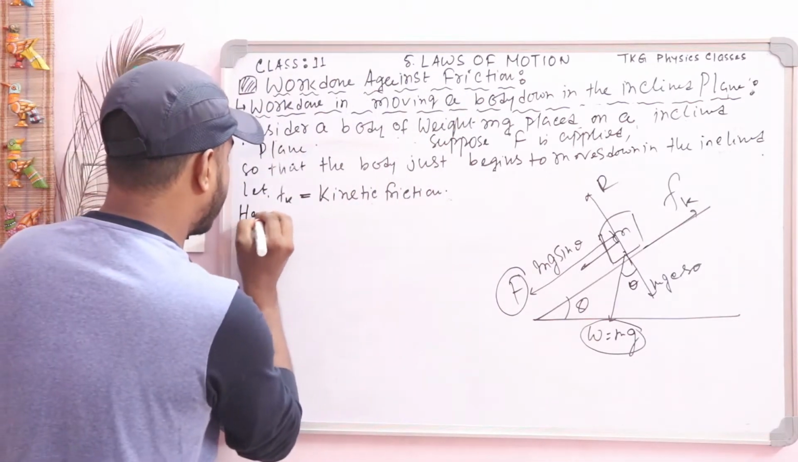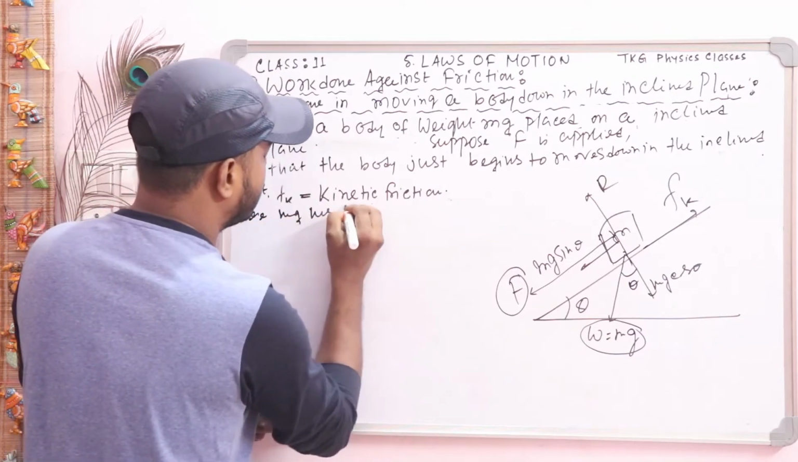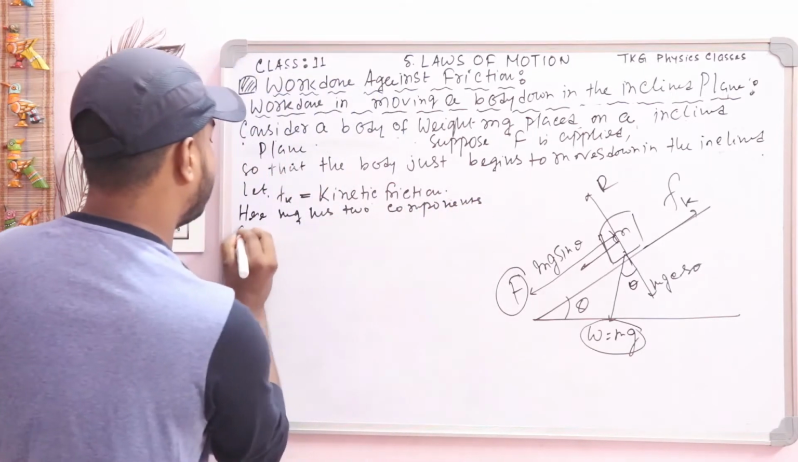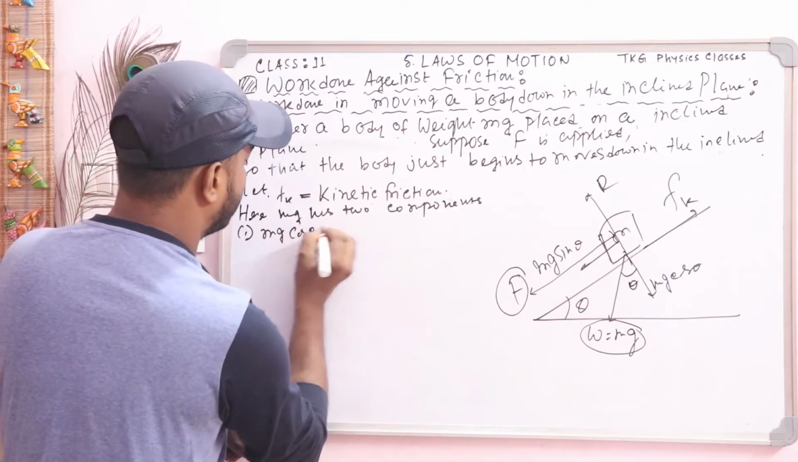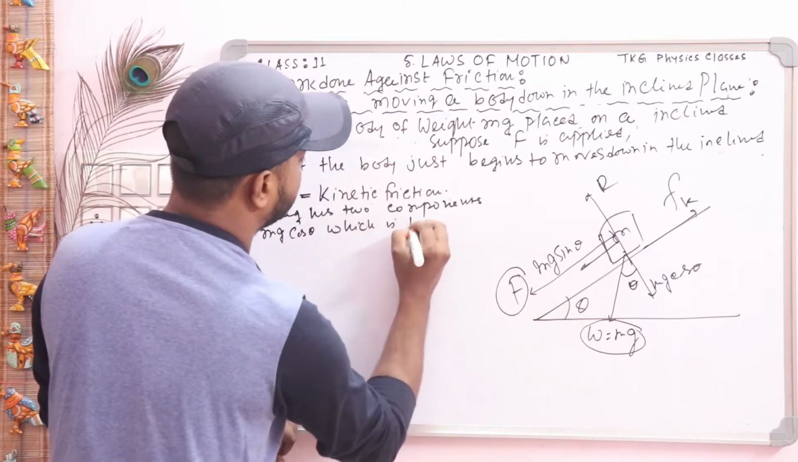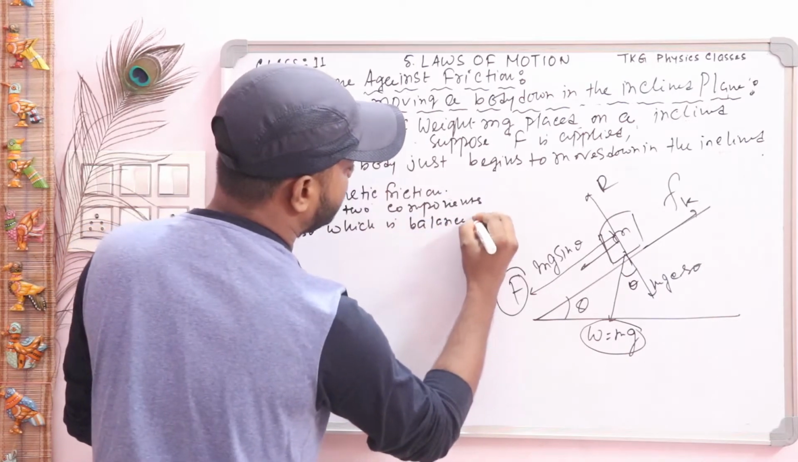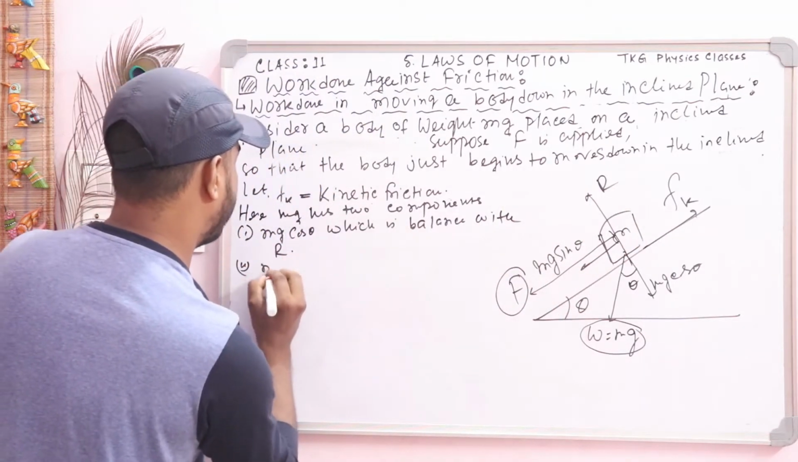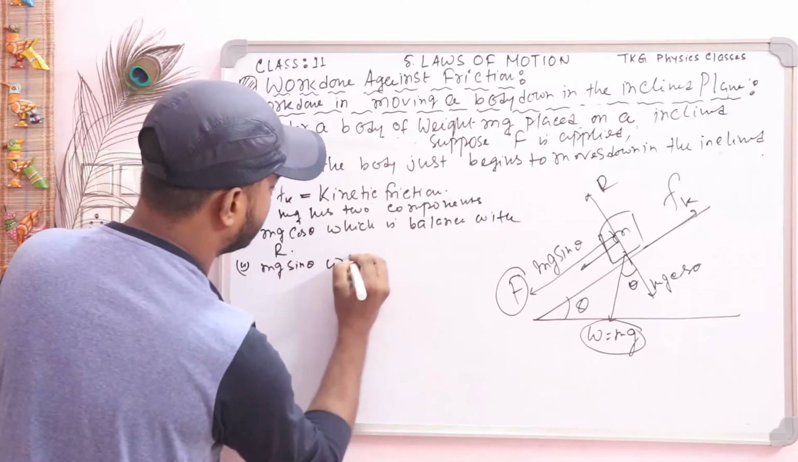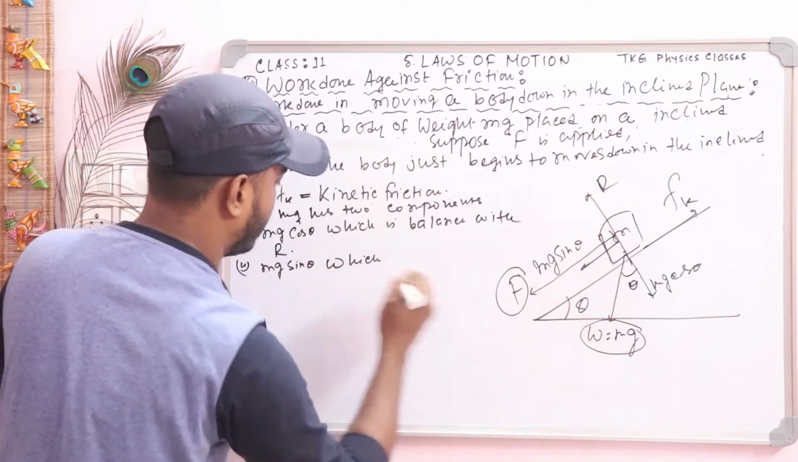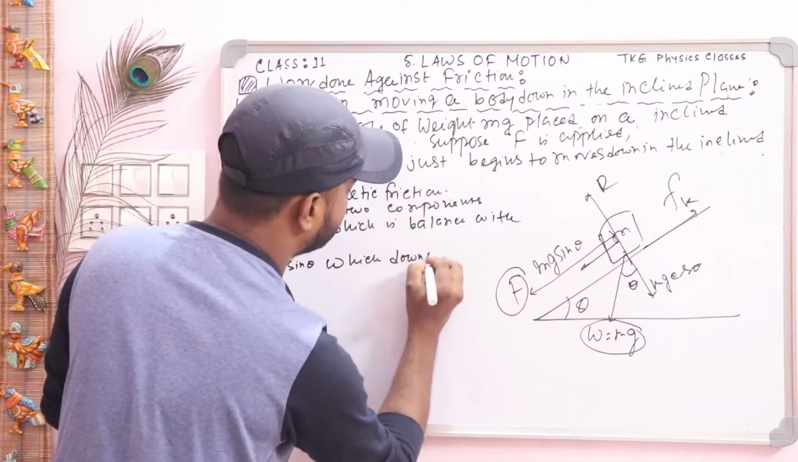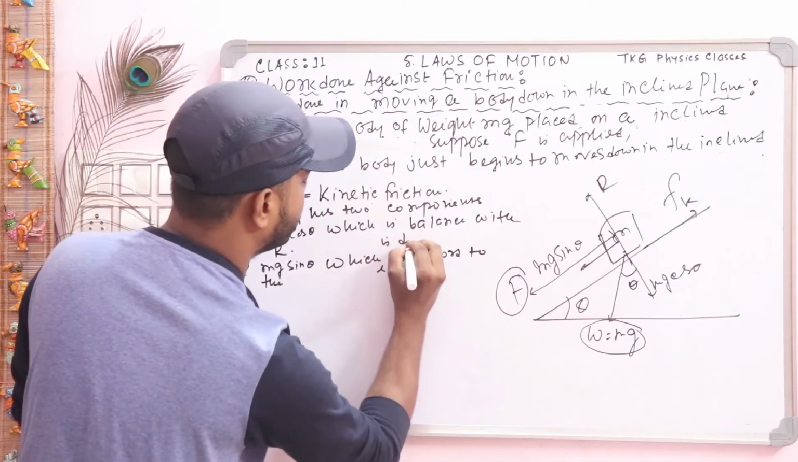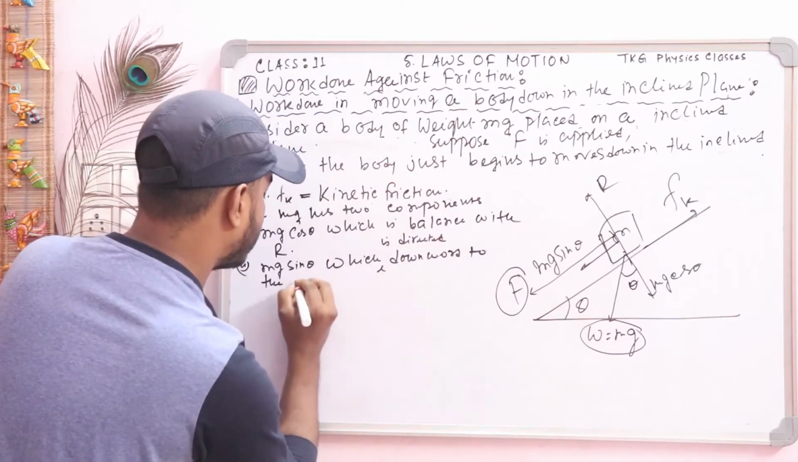So here mg has two components. The first one is mg cos theta, which is balanced with R. And the second one, mg sin theta, which is directed in which direction? See, it is directed downward to the inclined plane.